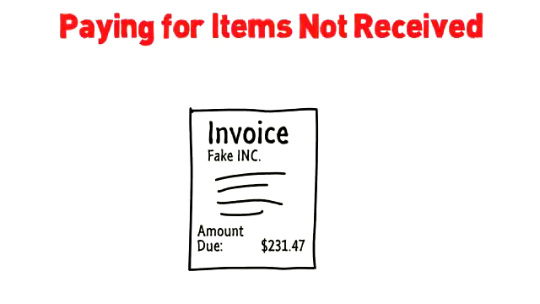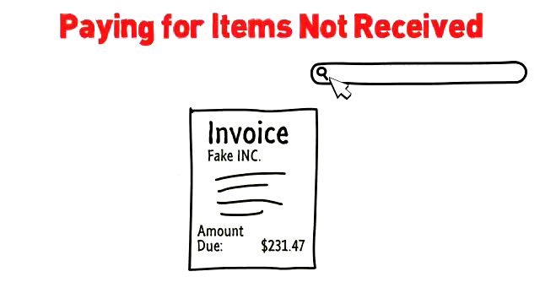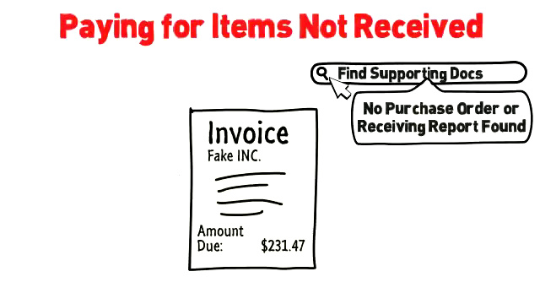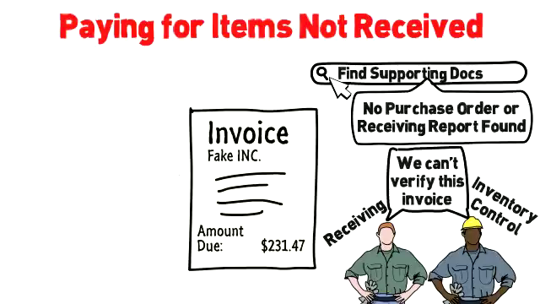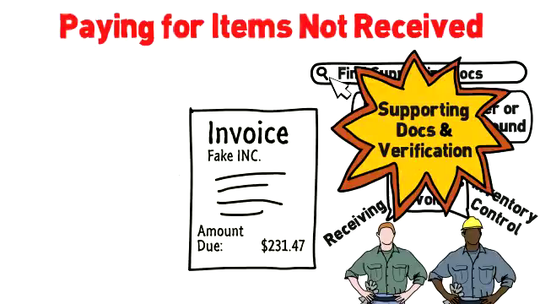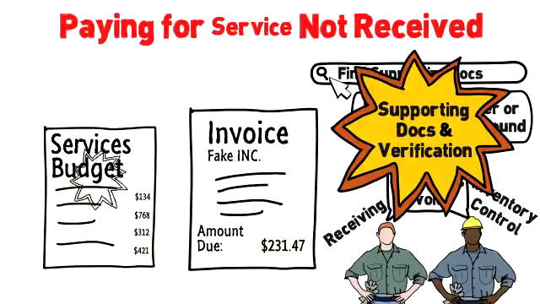Now, for paying for items not received, you could receive a made-up invoice but not notice it and end up paying for it even though items were not received. To avoid this, you should see if a supporting purchase order and receiving report are there, as well as having both receiving and inventory control acknowledge the validity of the invoice. Now, for services, make sure you use a service budget so you don't pay for services not received.